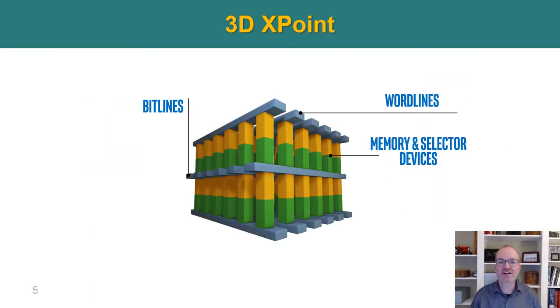Pictured here is a cartoon of a 3D XPoint array. The yellow and the green represent a single cell, the selector and the memory element of that cell. And then you can see the silver bit lines and word lines above and below each cell. The memory is used by accessing the cells, let's say for a read, by biasing a bit line and a word line so that a single cell is enabled. A single cell is turned on for reading. Same is true for writing, although the bias points would be different.